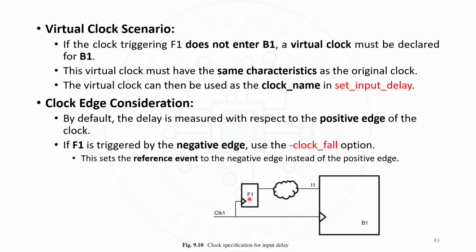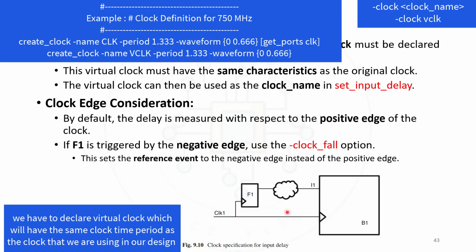As here the same clock is connected to both flop F1 followed by some of the flops present in B1, by default we know like hyphen clock, this is the clock name. Suppose this clock is not present, I mean if it is not connecting to block B1, then we have to use the concept called virtual clock.